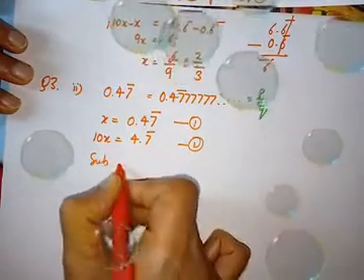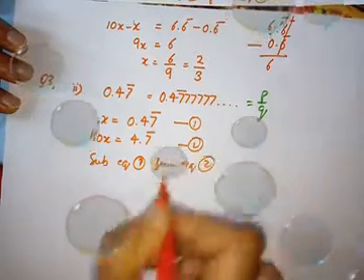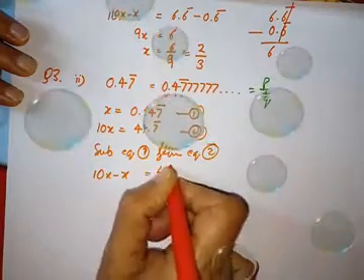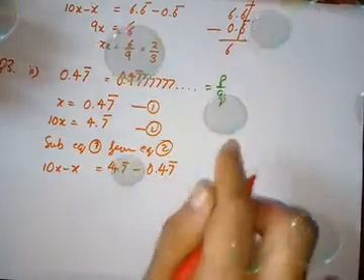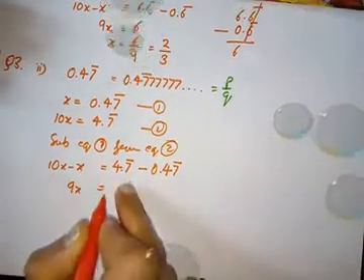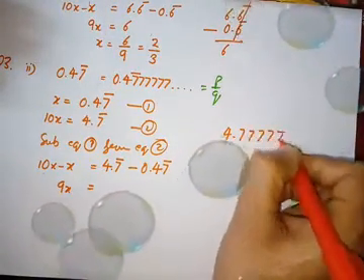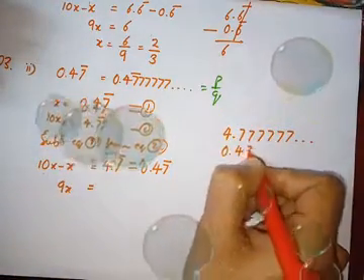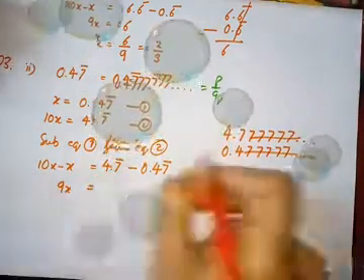Now subtracting equation 1 from equation 2, we get 10x minus x equals 4.7 bar minus 0.47 bar. Now let us do rough work here. Here we don't have any problem, it gives 9x. Now let us see how we will solve this. This is 4.7 bar. Bar means 7, 7, 7, 7, 7 and so on. And we have to subtract from this 0.477777 and so on. So all these 7's get cancelled on subtraction.